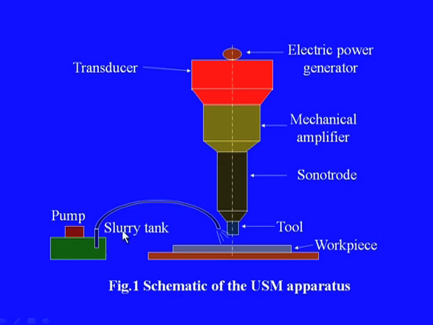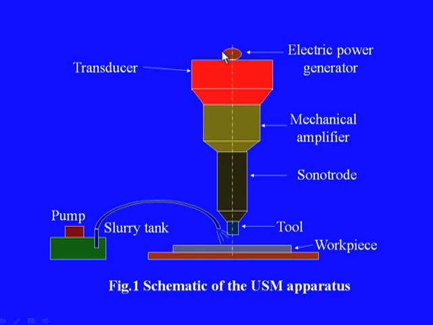Then this is the slurry system where the pump, the filter and the stirring arrangement will be there, and this slurry will be made to flow to this machining zone with the help of some hose arrangements and the pump. The flow rate can be controlled by proper control here. Then apart from this, the main structure of this setup is something like this.